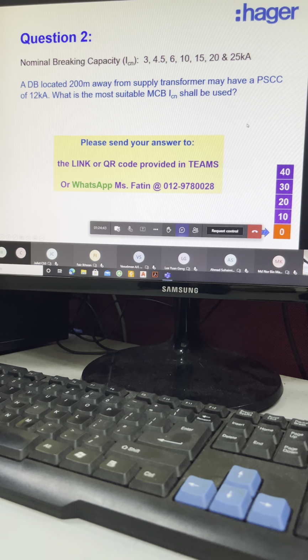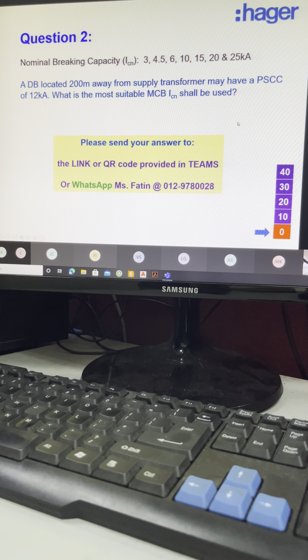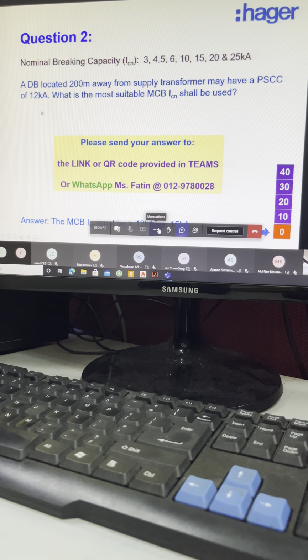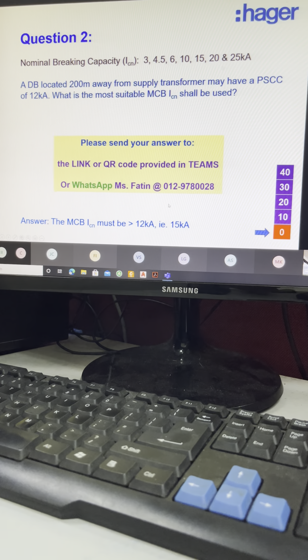Okay, Fatin, have you got the answers, people? Thank you very much. We have a few answers already. Looking at the question, if the PSCC is 12 kA, it means that your breaker must be the same or higher. But if you look at the breaking capacity of MCB, there is no 12 kA, but the next highest is 15 kA. So that is the answer.